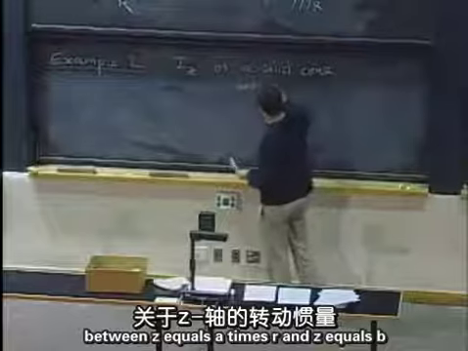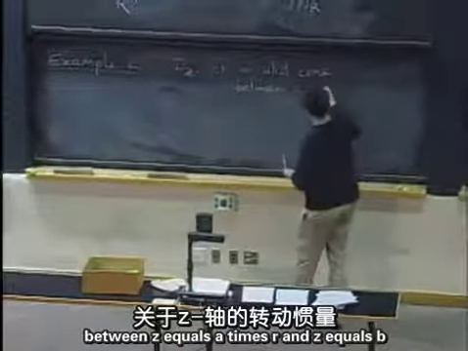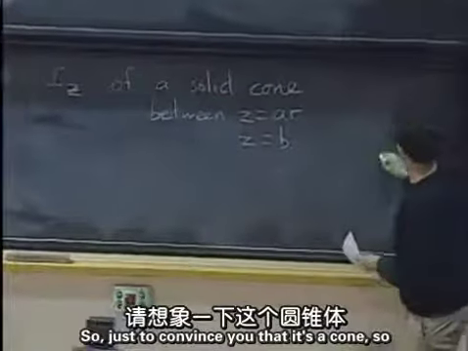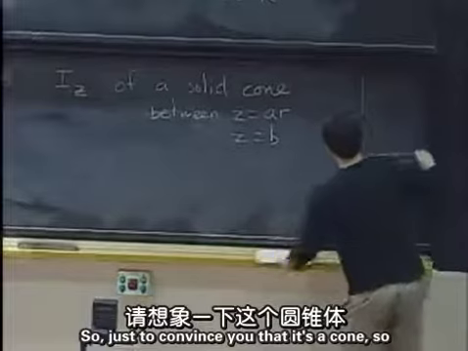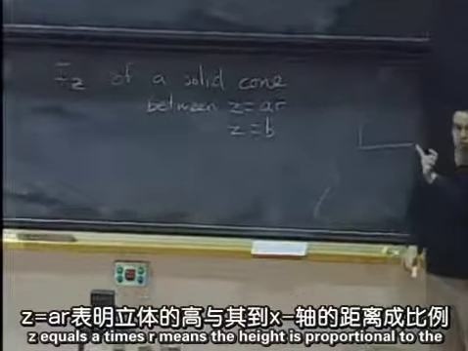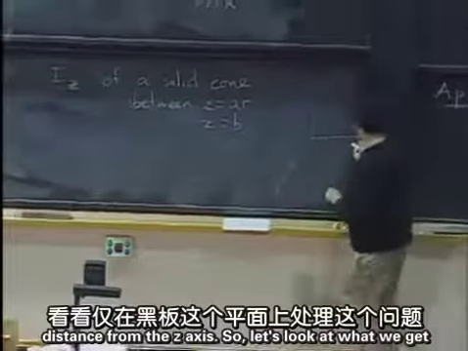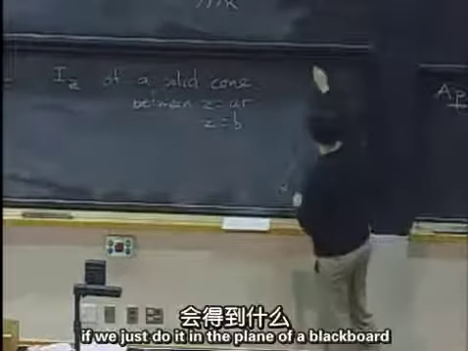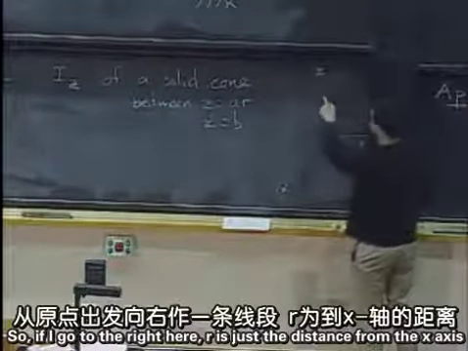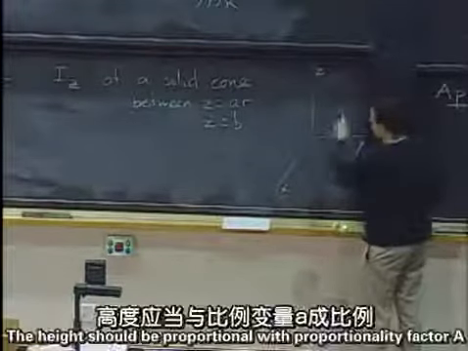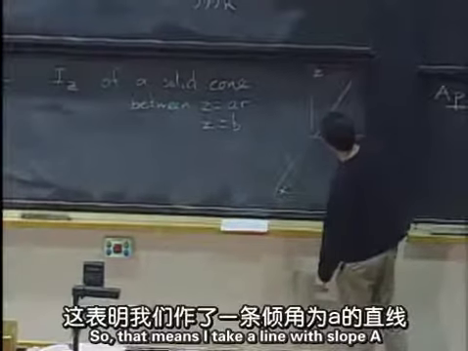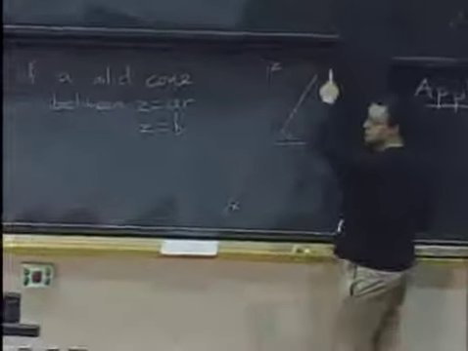between z equals a times r and z equals b. So just to convince you that it's a cone. z equals a times r means the height is proportional to the distance from the z-axis. So let's look at what we get if we just do it in the plane of the blackboard. If I go to the right here, r is just the distance from the z-axis. The height should be proportional with proportionality factor a.